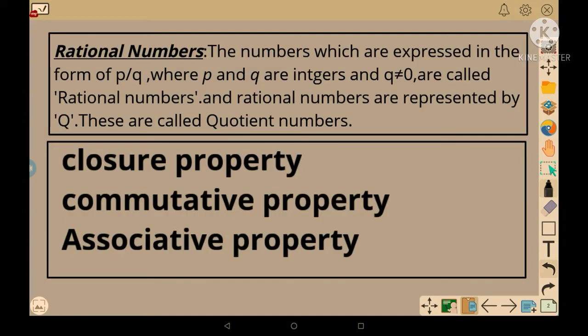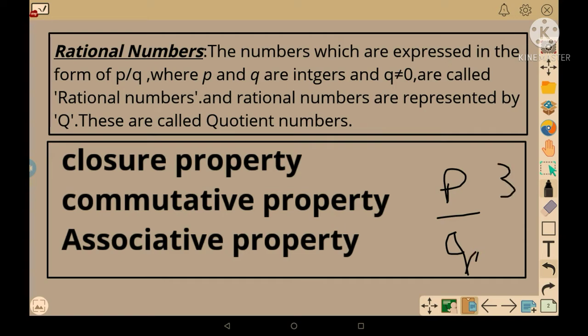So first, our topic name is rational numbers. In that the definition is: the numbers which are expressed in the form of p by q, where p and q are integers and q is not equal to 0. You know that this sign represents not equal, right? So the lower part, the denominator, should not be equal to 0. Here we have the p by q form.